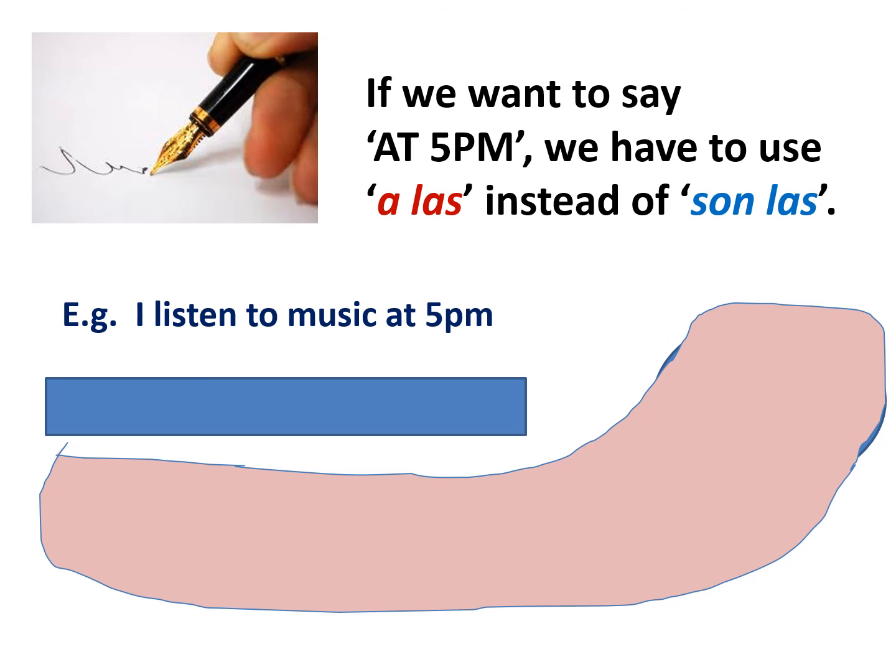But what if we want to say at and a time? Well, we are going to use a las because, pay a lot of attention, a las is translated into English as at. And then we add the time that we want because son las is translated into English as it is.